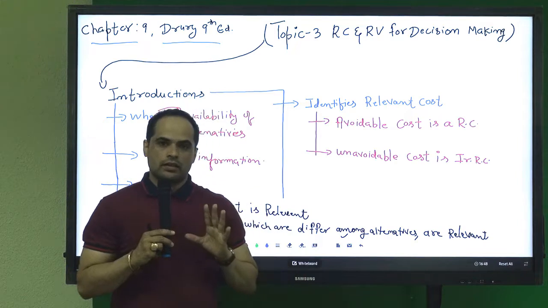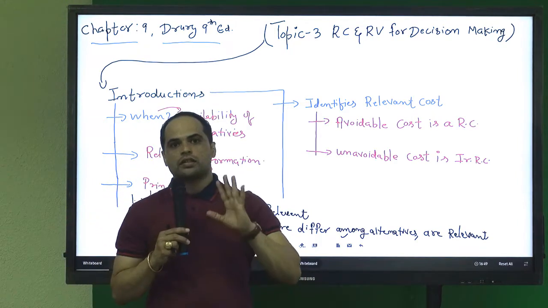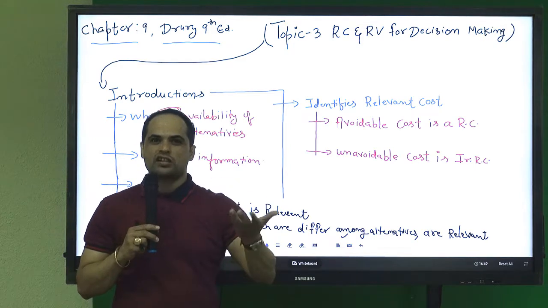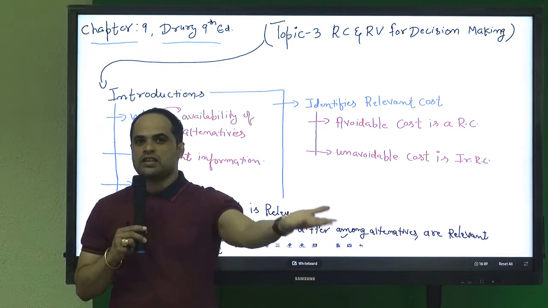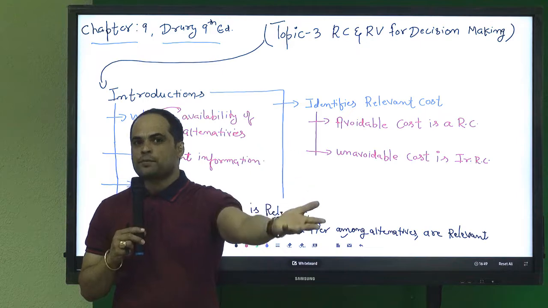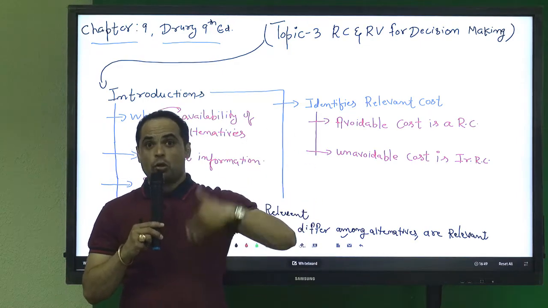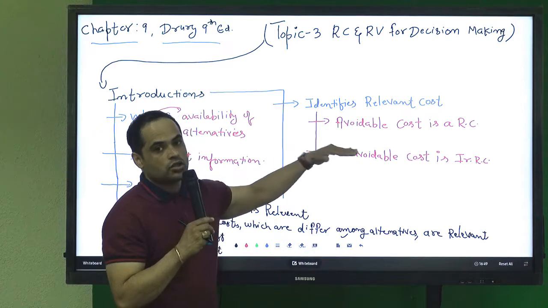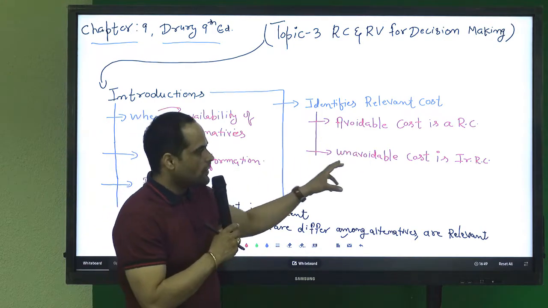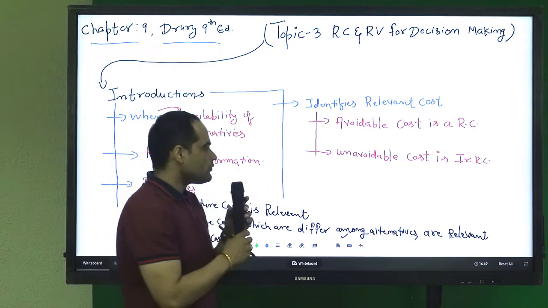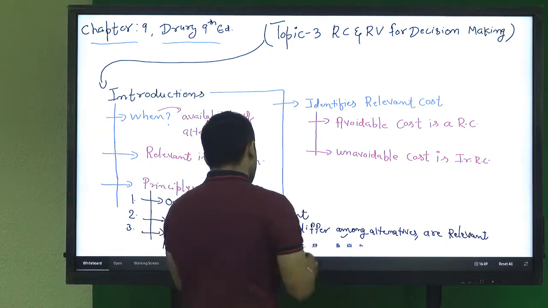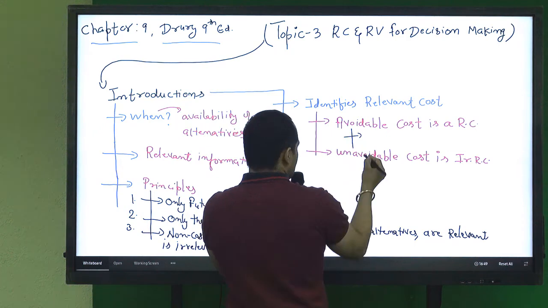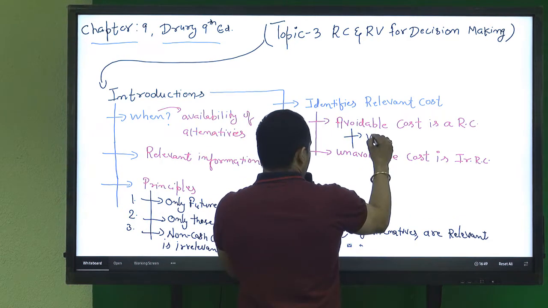Unavoidable means cost which is not controllable, cost that you cannot change. When you change the decision to choose another option, no matter whether you choose this option or that option, your cost remains unchanged. That's the meaning of unavoidable cost. Now, what are the examples of avoidable cost? Avoidable cost includes variable cost.